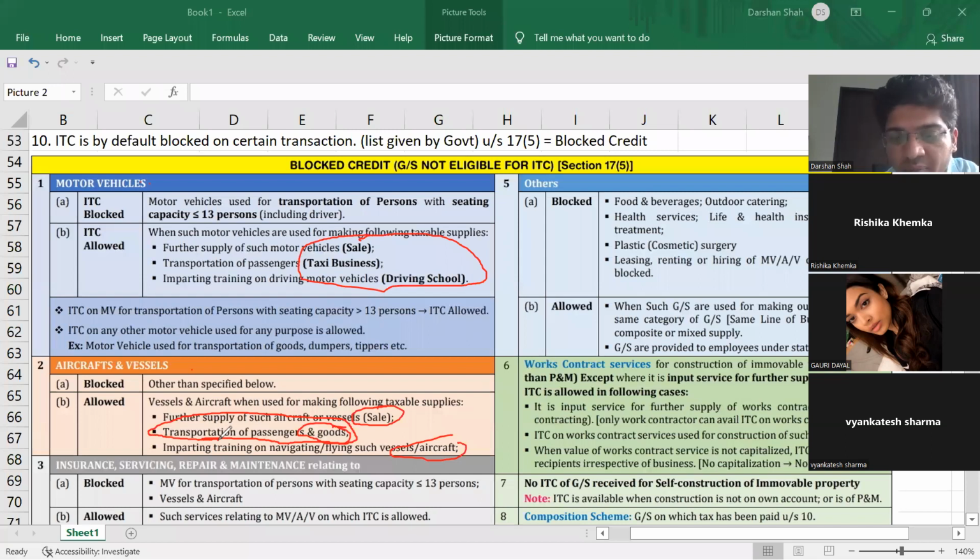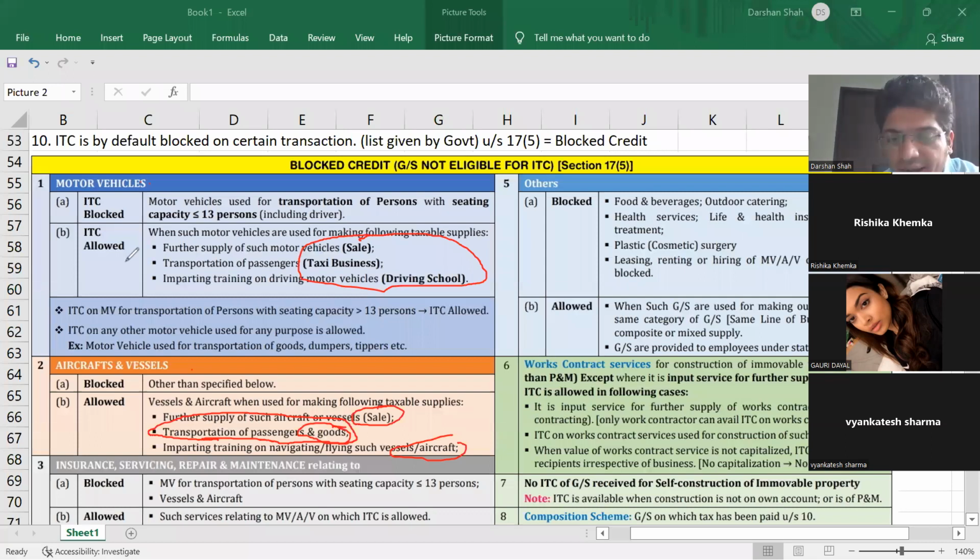But if I'm a manufacturing company manufacturing mobiles, and I have purchased a plane for business travel of my board of directors, will I get ITC? Yes or no? No, correct. In this case, I'll not get the ITC, even if it is for furtherance of business.